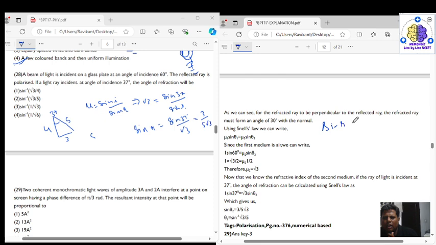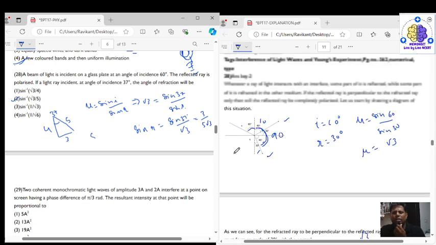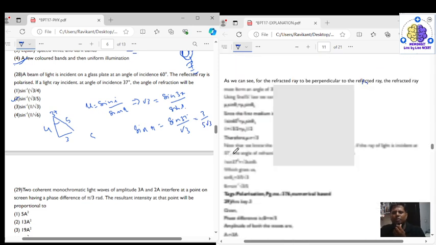So sine r is equal to root 3 by 5. So r is equal to sine inverse of root 3 by 5. Do we have this? Yes, we have this in option 2. So the correct answer for question number 28 is option 2, right?